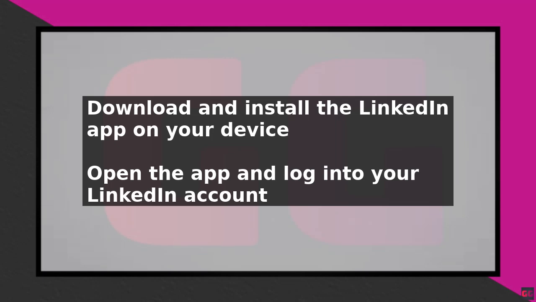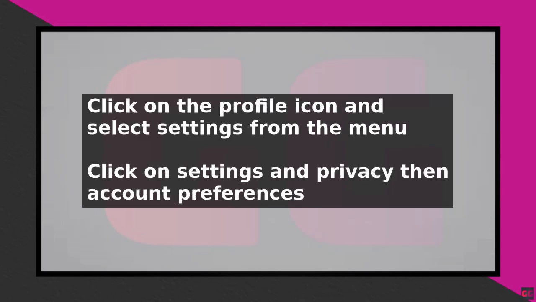Then locate it on your device and open it. Log into your LinkedIn account. And once you're logged in, you'll see a row of options at the bottom of the screen, including Home, My Network, Posts, Notifications, and Jobs. Click on the profile icon, also known as the Me icon, at the top of the page.